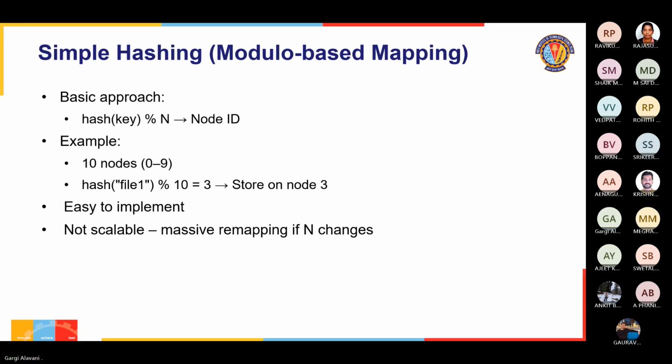What is the problem? This works for the static network, but addition or removal of a node is going to change the hash value. When a new node joins or an existing node leaves, the value of n will change, and almost all the data needs to be remapped. This makes simple hashing unsuitable for dynamic and very large scale P2P systems.